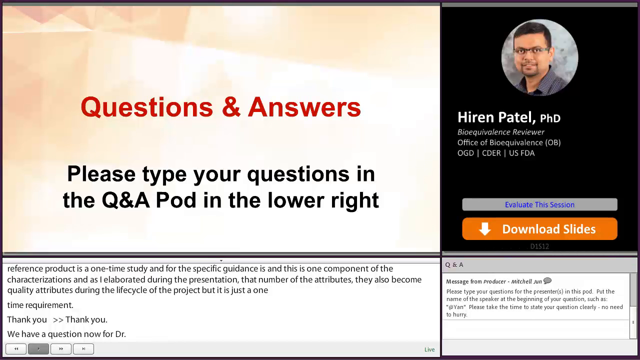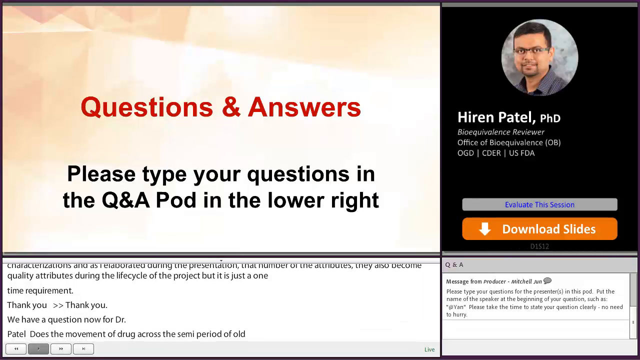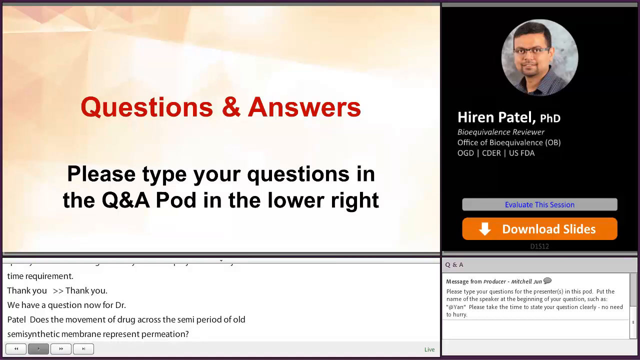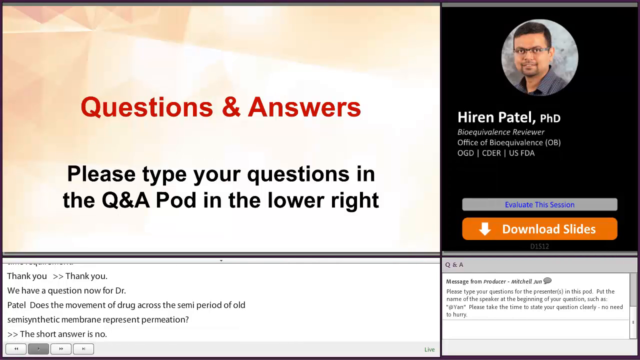The short answer is no. The movement of drug across the semi-permeable or semi-synthetic membrane represents the release of API from the formulation and does not provide information about the permeation, for which you will need a human skin to conduct the IVPT studies. Thank you.